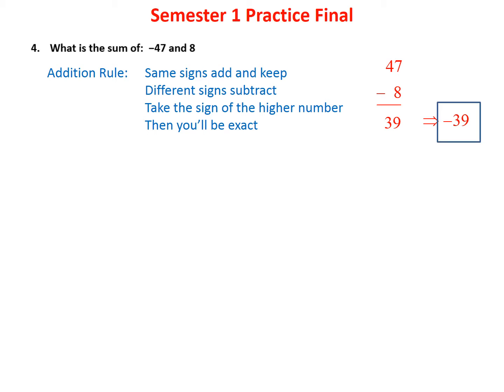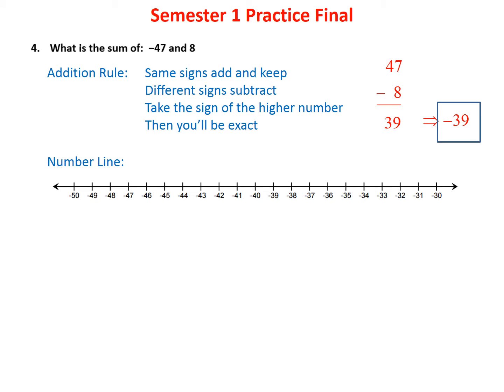Another way that always works is to look at your number line. So I find negative 47 and then I add 8. 1, 2, 3, 4, 5, 6, 7, 8, and my answer again is negative 39.